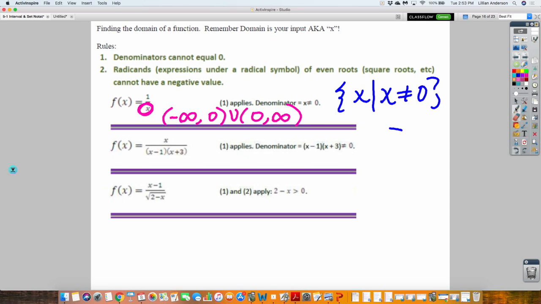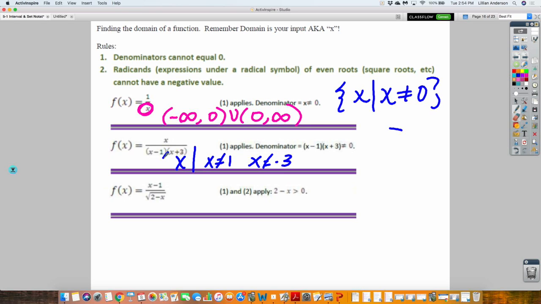Let's look at the example right below it. Okay, you got x over x minus 1 and x plus 3. This is another example of a rational function. But remember, your denominator cannot equal 0. What values are going to make it 0? Well, it's wherever x minus 1 equals 0 and wherever x plus 3 equals 0. What are those values? 1 and negative 3. So the domain is going to be every number except 1 and negative 3, because that's what's going to make the denominator 0, which means it's going to make it undefined.